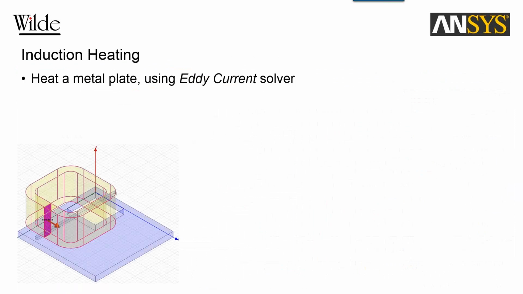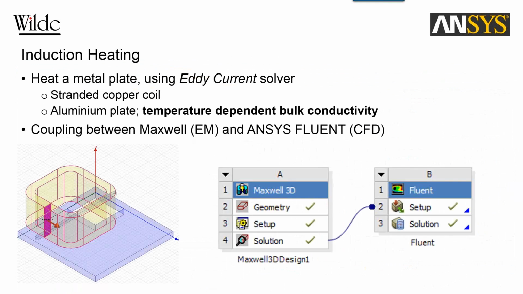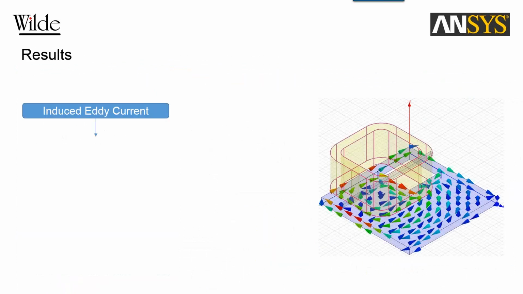Okay, then moving on to the eddy current solver, I've got a simple example here of a copper stranded coil heating up a metal plate. The bulk conductivity of the metal plate at the bottom is temperature dependent. So what we're going to do here is link ANSYS Maxwell to an ANSYS CFD solver, which is Fluent, and obtain the temperature distribution on the plate. So what's actually happening here? First step, in ANSYS Maxwell, the EM field is solved. It induces a current within the metal plate. That's what you can see on the contour plot there, on the vector graph.